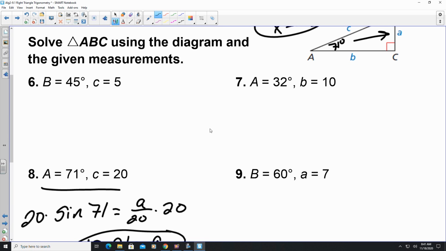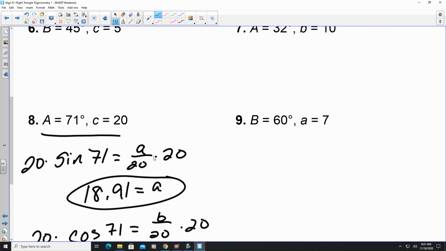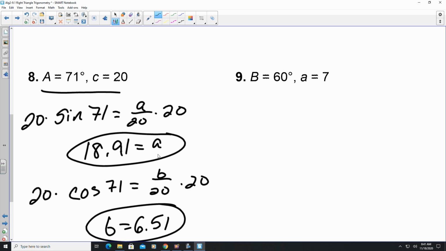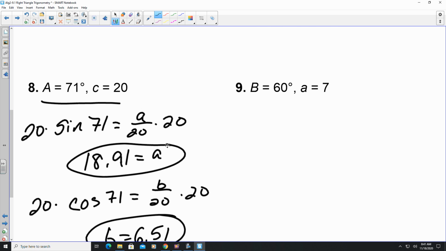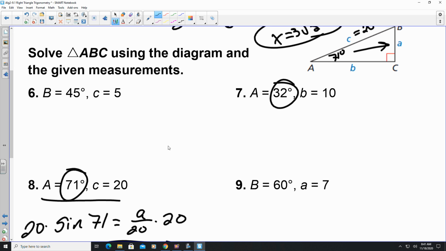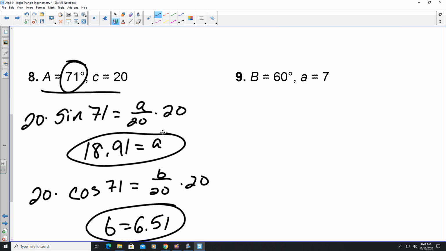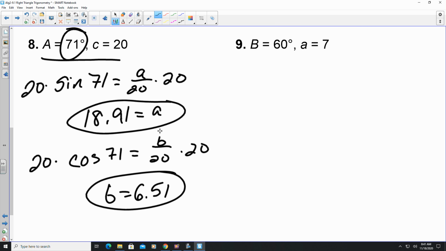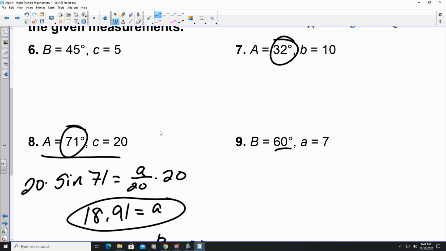And again, if you have additional questions on 6, 7, or 9, let me know. But that's how we solve those, especially when your angle measure is not one of those special ones. So with 71 degrees and the 32, you're going to get decimal values for your side measurements. With 60 and 45, those are special angles, so you're going to get more exact measurements because you use the chart to help you solve them.